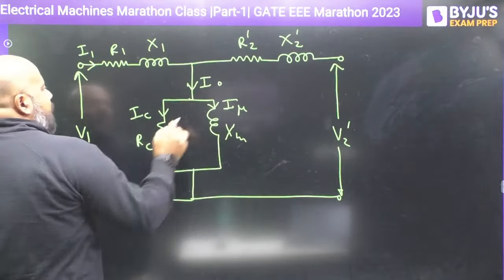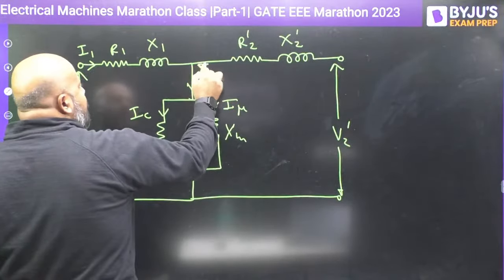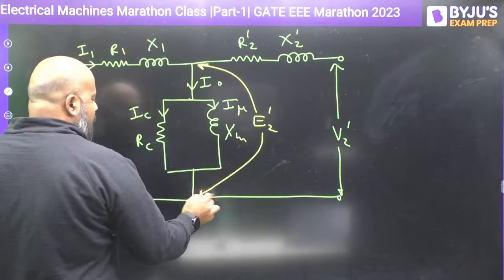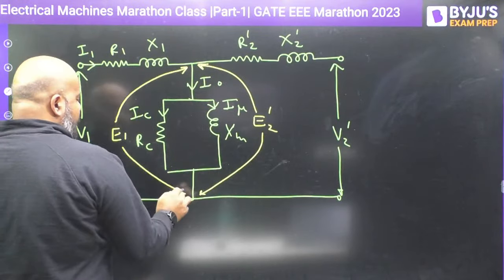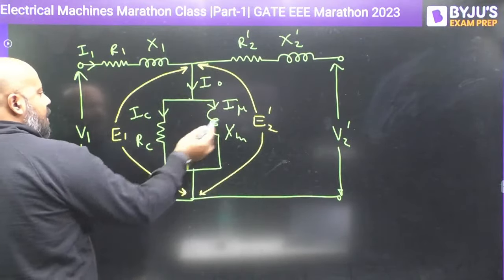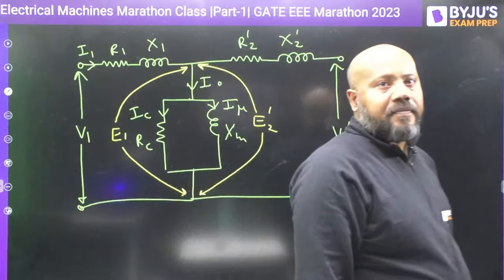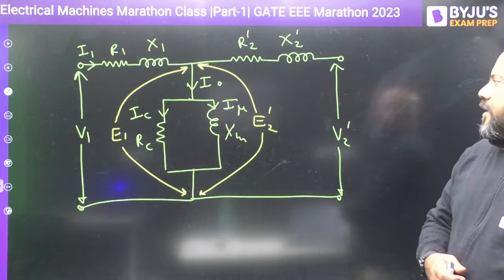Now E1 and E2, if we are writing in terms of the RMS values, so this is your E2 dash and this is your E1. So you can understand E1 is equal to E2 dash. In general, this is your equivalent circuit for the transformer.